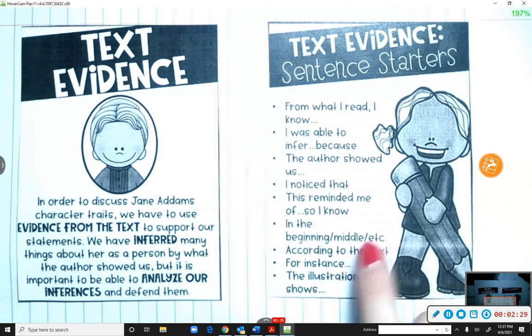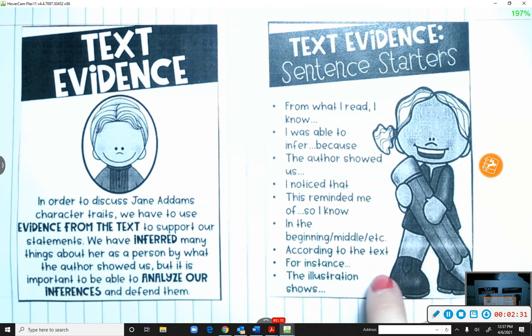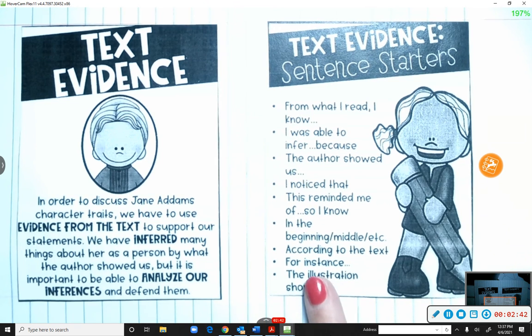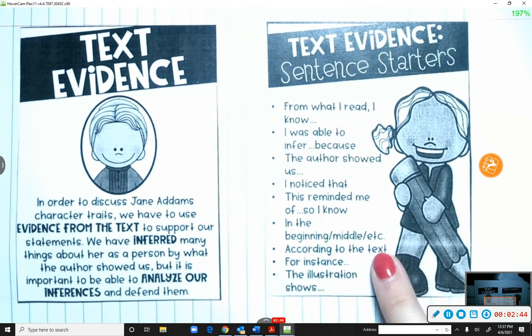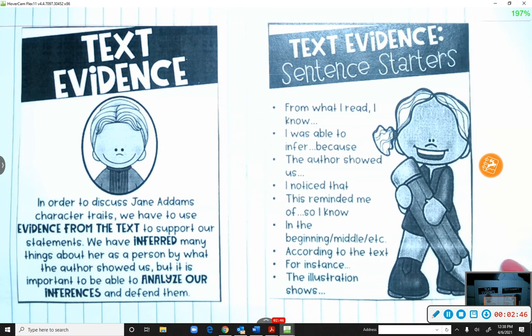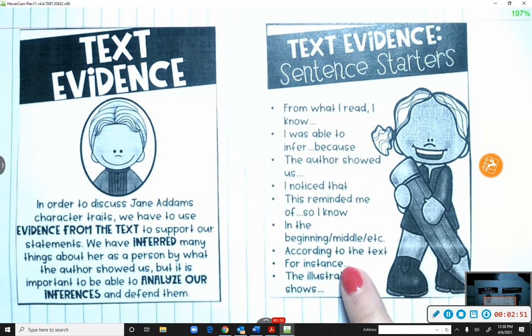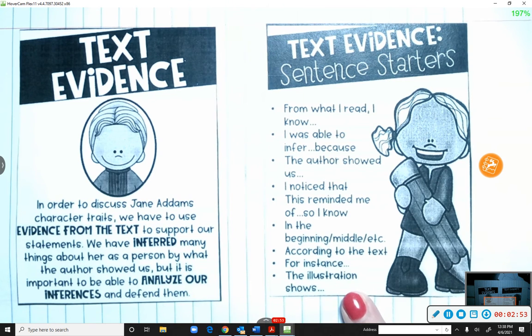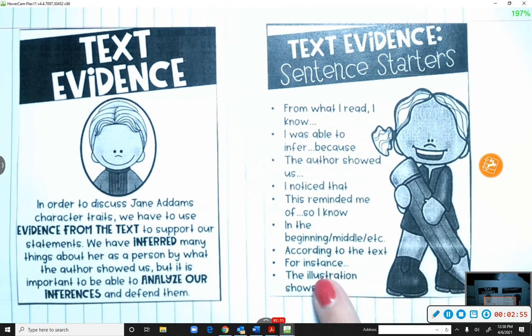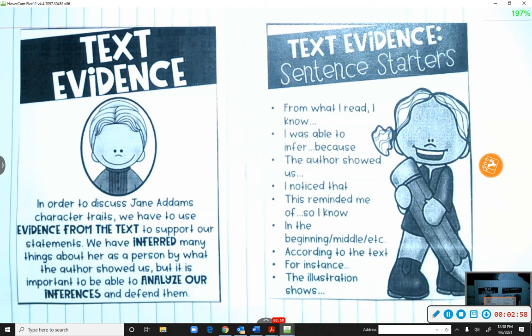In the beginning, she was very curious about the poor, right? She wanted to help the poor. According to the text, so according to the book, she was blank. So we'll fill in the blank. So these are just starters to help you write your sentences. For instance, the illustration shows, and that will help you start your writing when you're giving evidence.